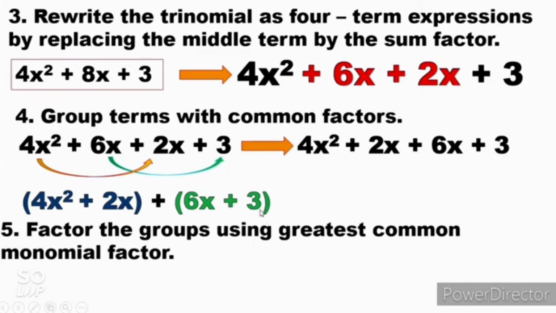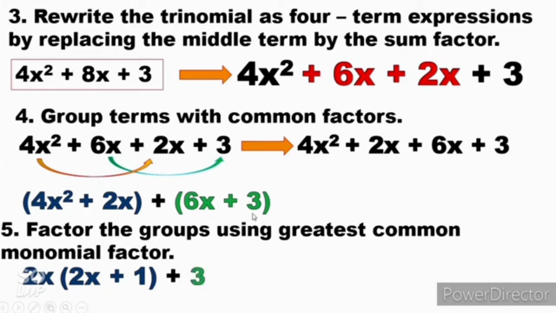Okay, number 5, factor the groups using greatest common monomial factor. Okay, ang common dito is 2x. So, kung ang common ay 2x, i-divide natin siya. 4x squared divided by 2x, the answer is 2x. Okay, and the next, 2x divided by 2x, the answer is 1. Okay, so yan yung factor ng first binomial natin or first group.